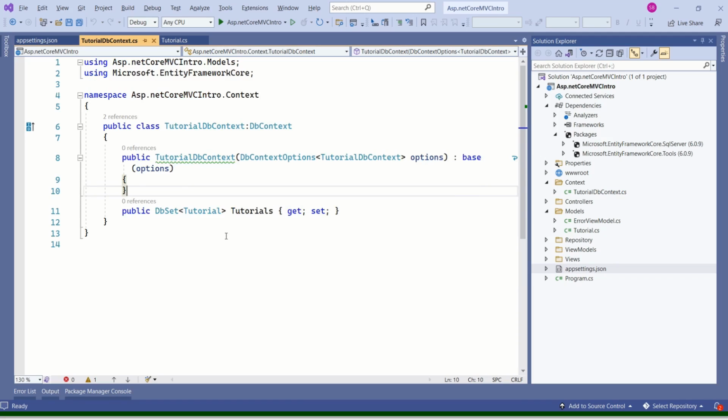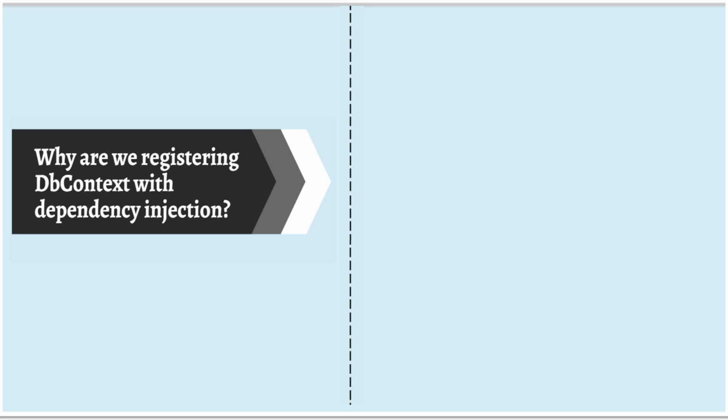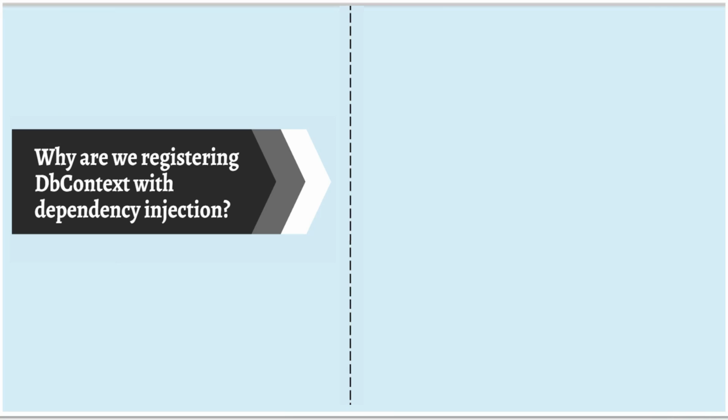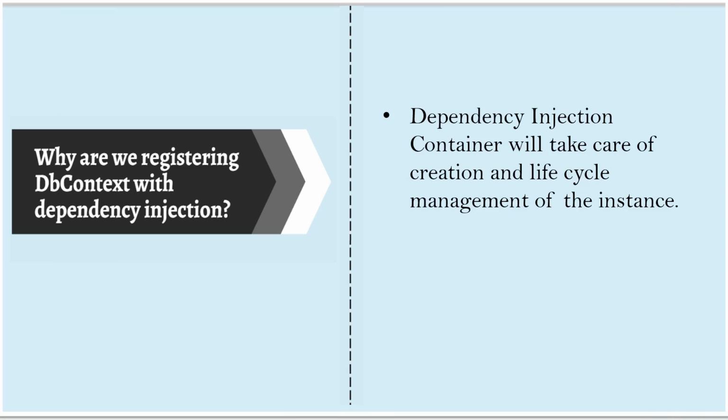Now we know that we work with the instance of TutorialDbContext to work with the database. The best thing is, ASP.NET Core framework has a built-in dependency injection container which can handle this job very efficiently. It's not mandatory that you have to register DbContext with dependency injection. This is the DbContext class. When I say DbContext, this is TutorialDbContext in our application, which is deriving from DbContext. If you don't want to go for dependency injection, then you can create the instance of TutorialDbContext and use it in your application. However, if we go for dependency injection, then the dependency injection container will take care of creation and lifecycle management of the instance, and we can create a loosely coupled application.